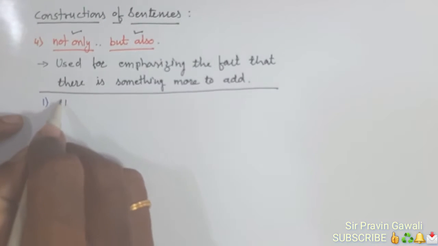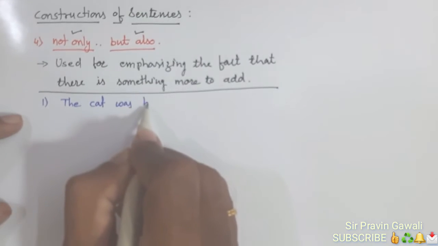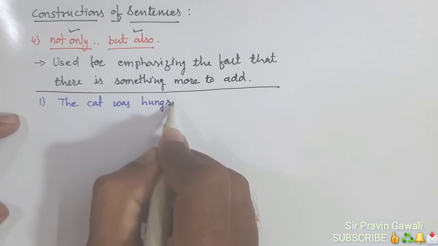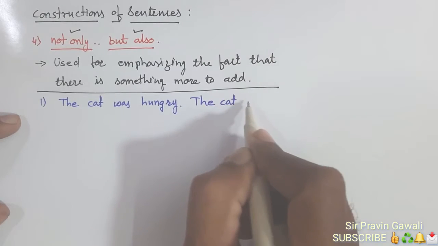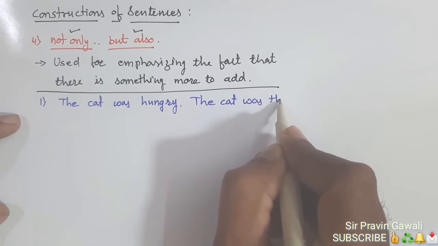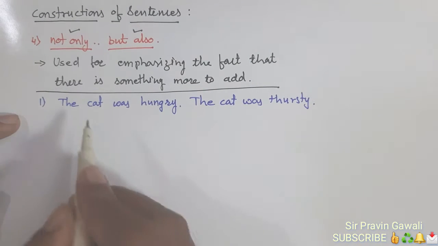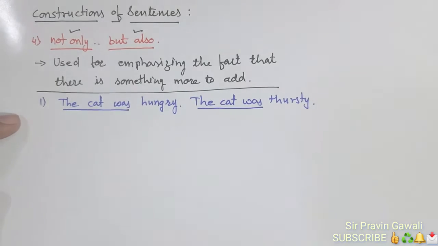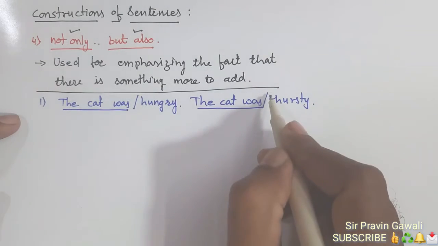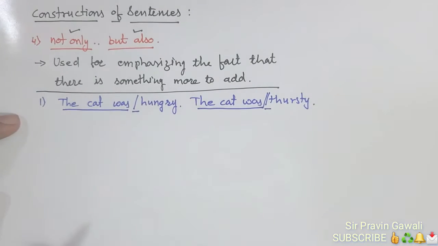The cat was hungry. Second example, the cat was thirsty. So here we know the similar part. The cat is the similar part. Hungry and thirsty are the different parts. So we will put a single slant line here and a double slant line here.